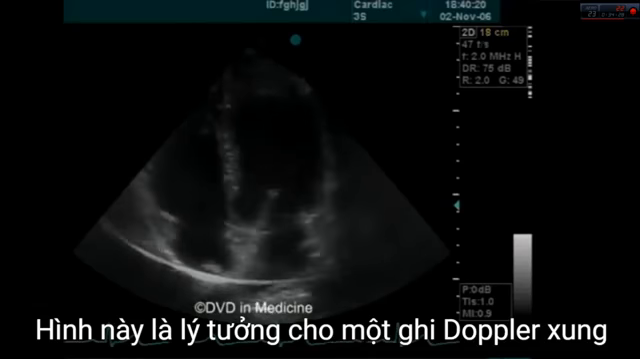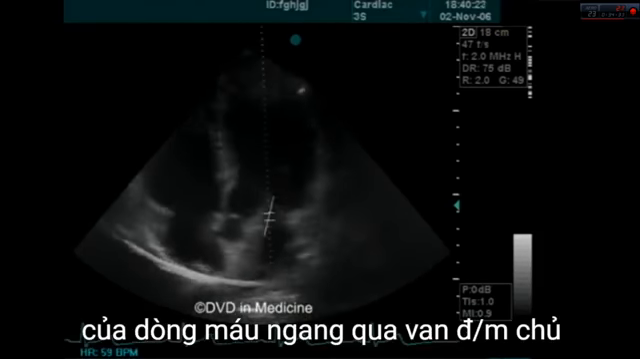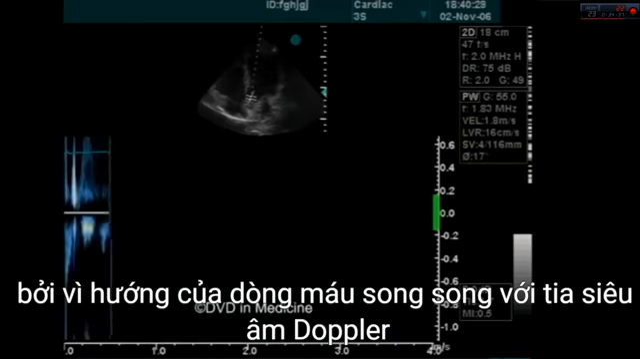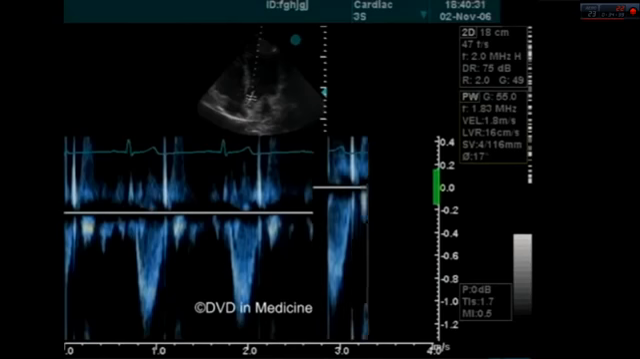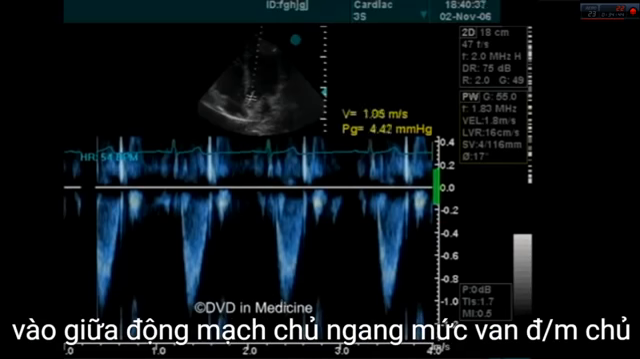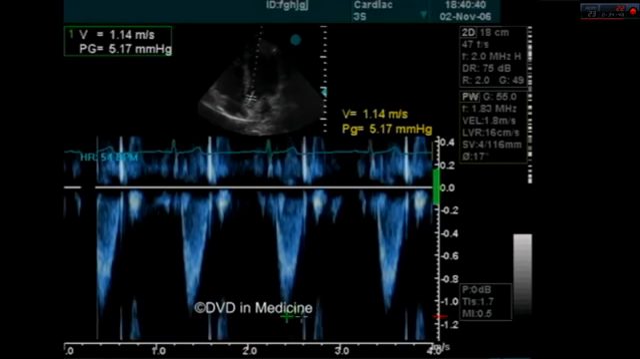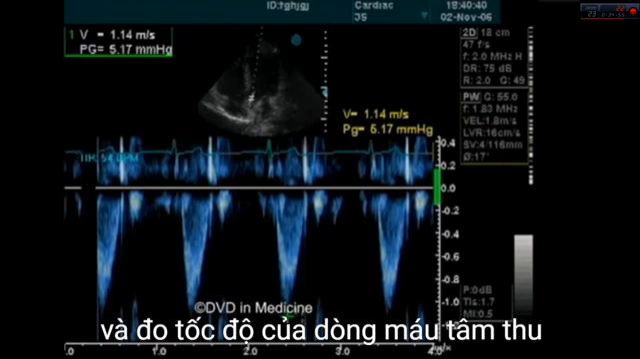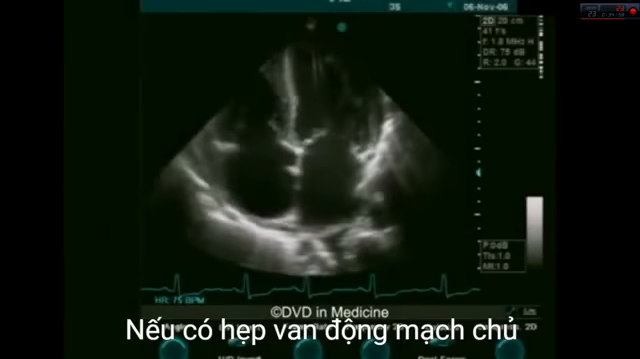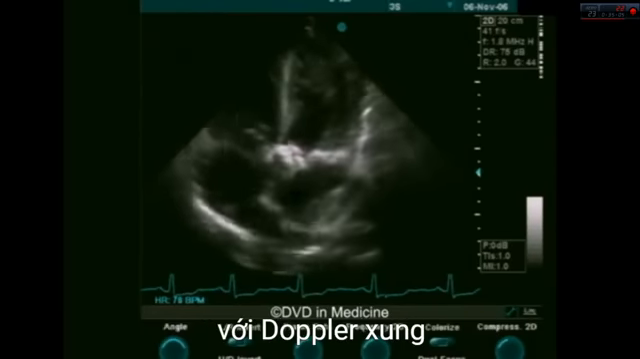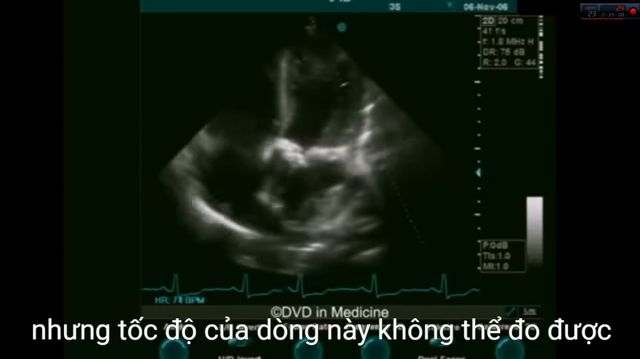This image is ideal for a pulsed wave Doppler recording of blood flow across the aortic valve because the blood flow direction is parallel to the Doppler ultrasonic beam. First, one should place the pulsed Doppler sample volume in the center of the aorta at the level of the aortic valve. One will register the Doppler recording of systolic blood flow through the aortic valve and measure the velocity of systolic blood flow.